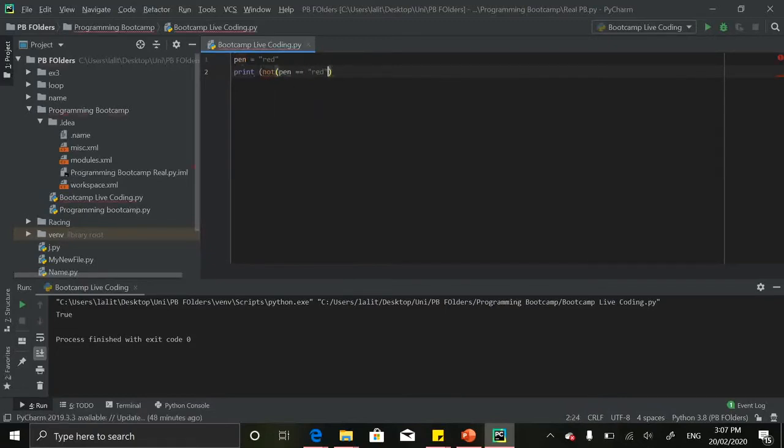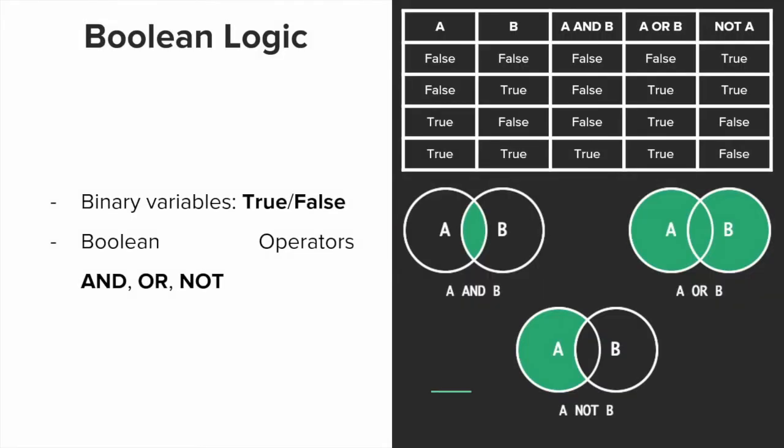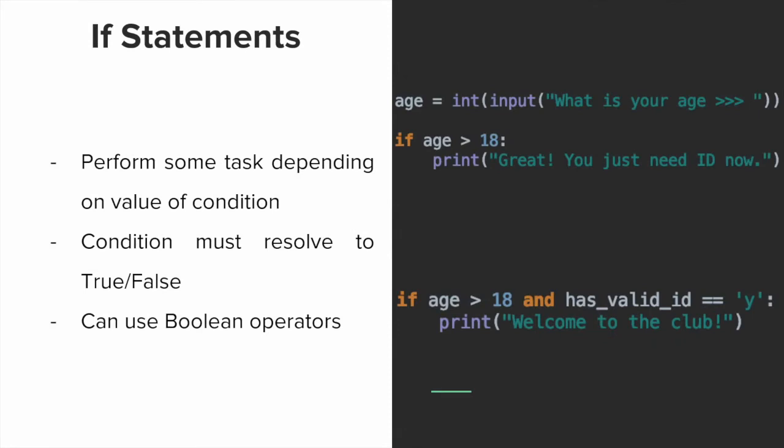So everything inside the brackets with not is pretty much negated, which is pretty much saying, hey Python, is it true that the pen is not red? So let's try running this, and that's false. Nope, the pen is actually red, so it's false. So the not does take brackets over here, so make sure to put your statements inside the brackets, and it pretty much negates everything that's inside there. So that's Boolean logic.